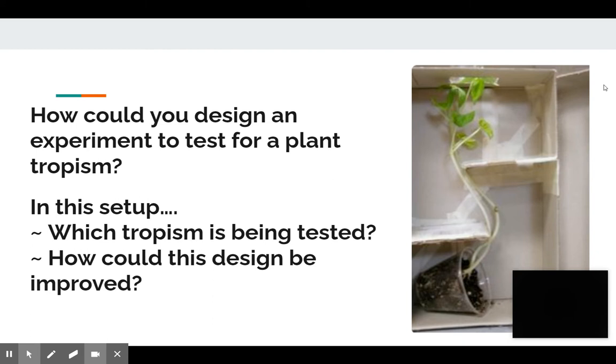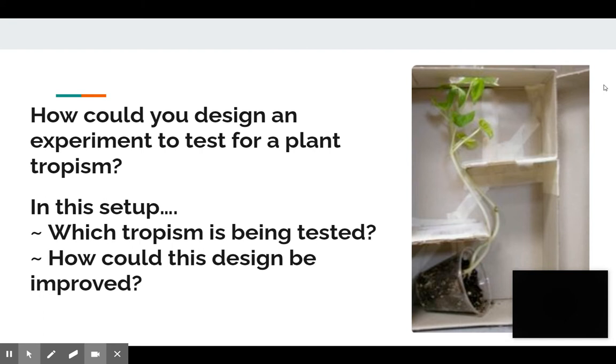In this case, this plant is demonstrating positive phototropism. It's growing towards the light. And so I think that's what they were designing the experiment for, but it is also exhibiting negative geotropism. It's growing away from gravity.